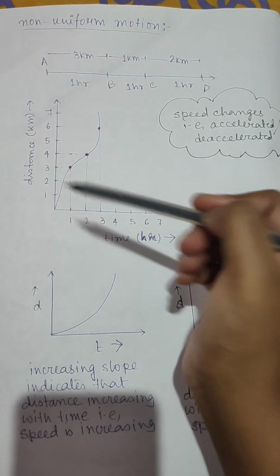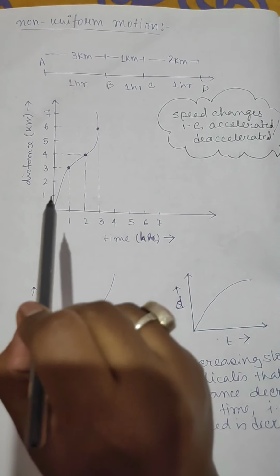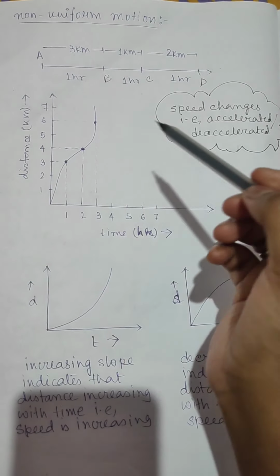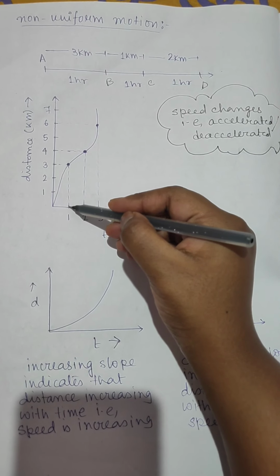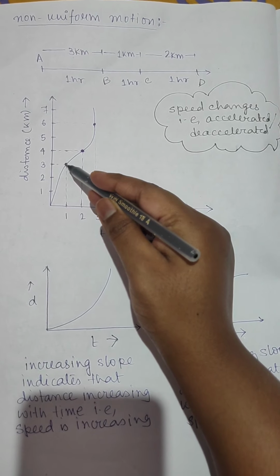So we have taken a distance-time graph. Distance is on the y-axis, the unit is kilometer, and time is on the x-axis, the unit is hour. Okay, so in the first 1 hour, so this is your 1 hour, the distance is 3 kilometers. So I have plotted it over here.